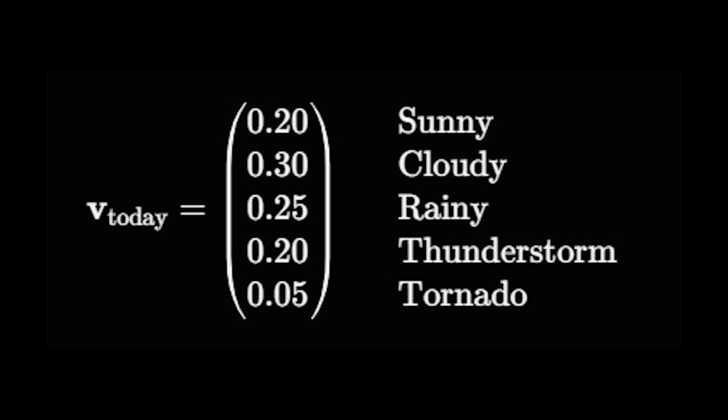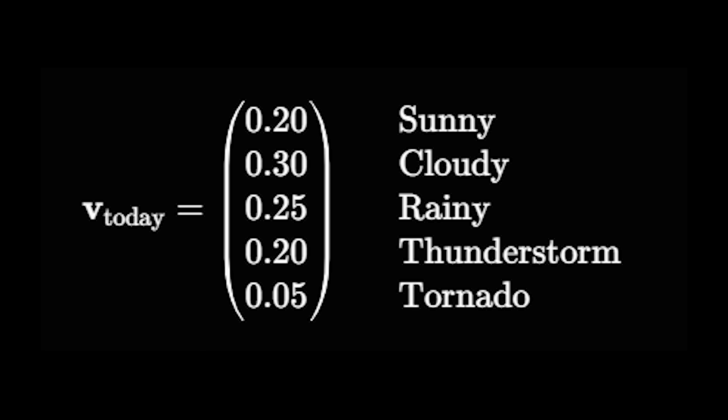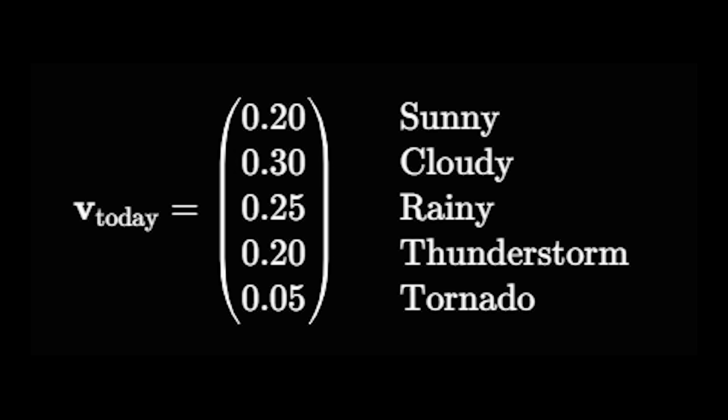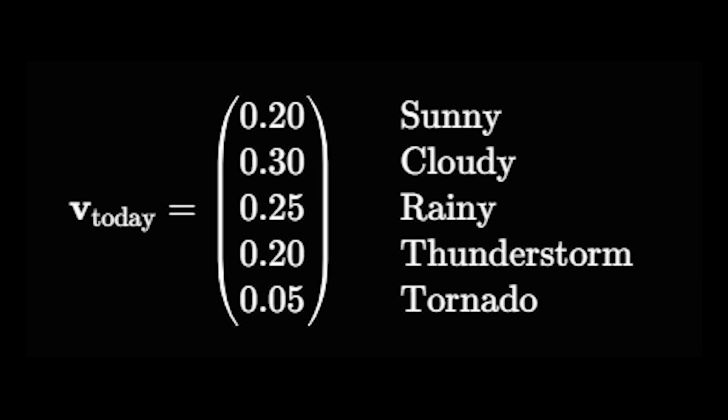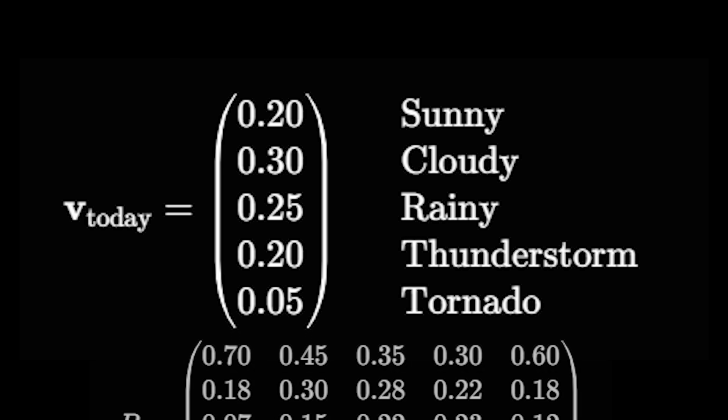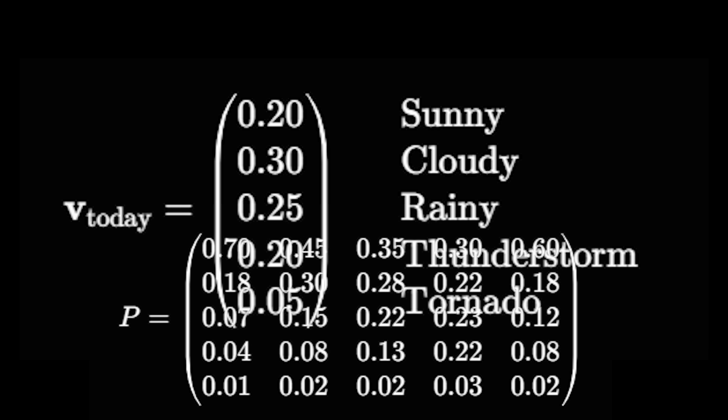Now, let's say today's weather is not 100% probability, and there's a 20% chance of today being sunny, a 30% chance of today being cloudy, 25% chance of rain, 20% chance of a thunderstorm, and a 5% tornado risk. To find tomorrow's probabilities, we simply multiply the entire transition matrix P by this vector. So now, to calculate, take each column of the matrix P times each row of the new vector. 0.2 times column 1, 0.3 times column 2, and so on until you have multiplied each column of the matrix by each row of the vector.